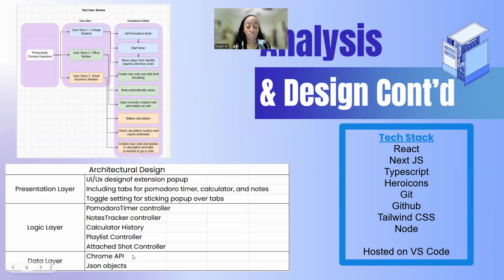And being that I didn't actually get the database side, my data layer would have been accessing and using my Chrome API or JSON objects to help transfer data from the Notes app to and from the extension.